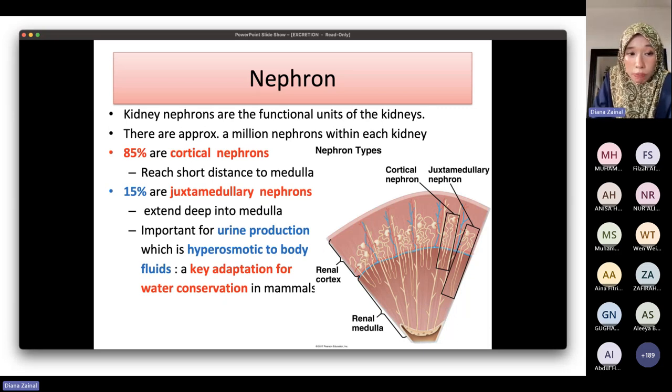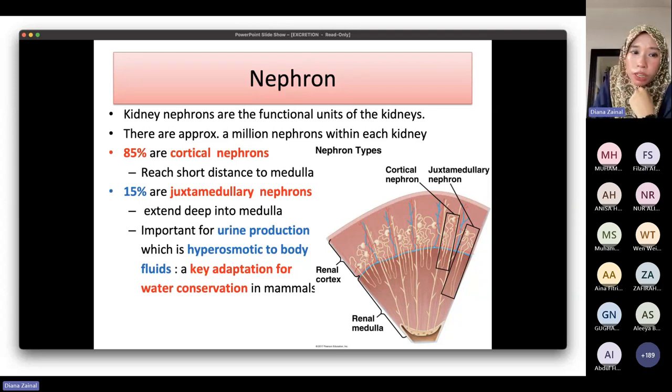So 85% should be the cortical nephron. If you look here, this is the cortical. The nephron is like half of it, most of it is at the cortex region, right? Especially the loop of Henle over here. Oh, sorry, the loop of Henle is already in the medulla. That is what we call the cortical nephron. They only reach a short distance to the medulla.